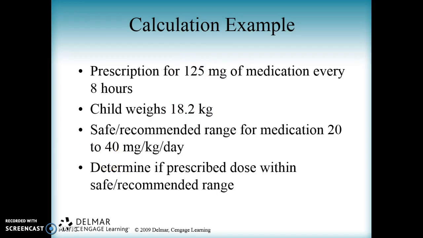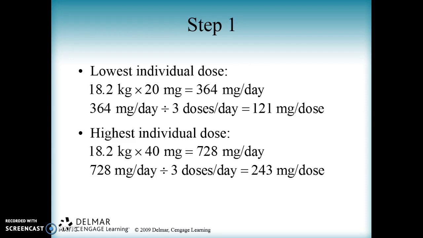So what we're going to do is we're going to actually do 2 calculations. We're going to calculate the amount for that patient based on the low, which is 20. So 18.2 is their weight times 20 milligrams is going to be 364 milligrams per day. And then since that was for a day, and we want to give it 3 times a day, every 8 hours, we're going to divide that by 3. So the bottom of the dose range would be 121 milligrams.